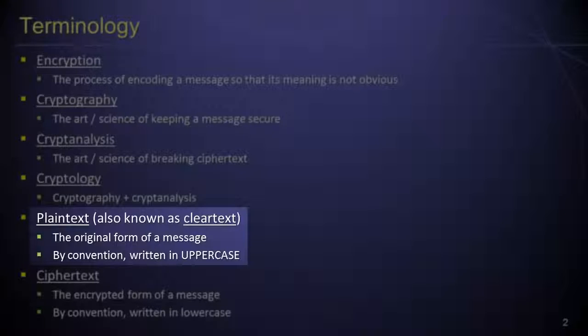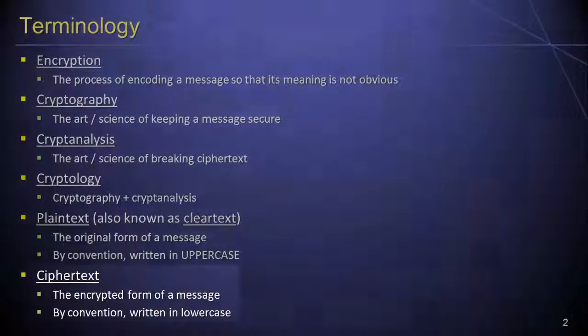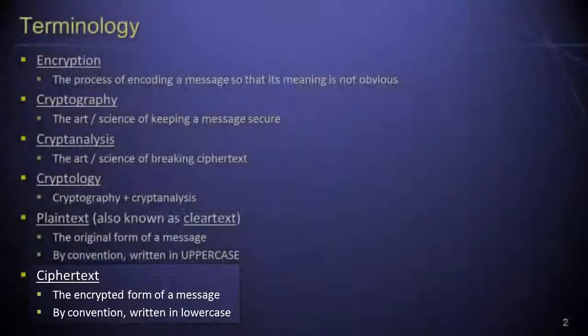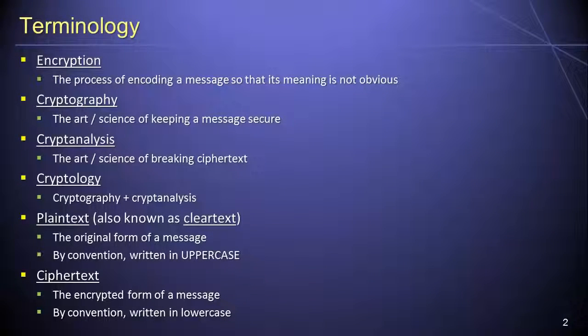By convention, plain text is typically written in uppercase in order to distinguish it from ciphertext. Ciphertext, then, simply refers to the encrypted form of a message, and by convention, ciphertext is written in lowercase in order to distinguish it from plain text. With an understanding of these six terms, encryption, cryptography, cryptanalysis, cryptology, plain text, and ciphertext, you will be well equipped to learn more about encryption.